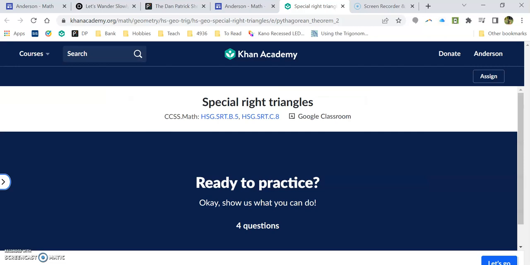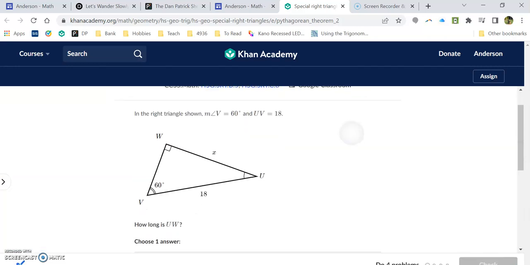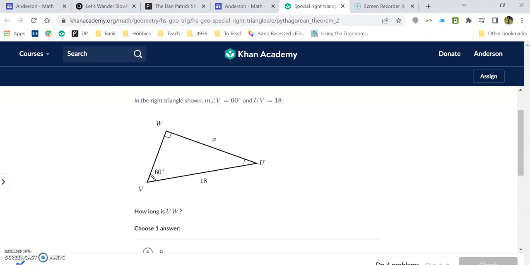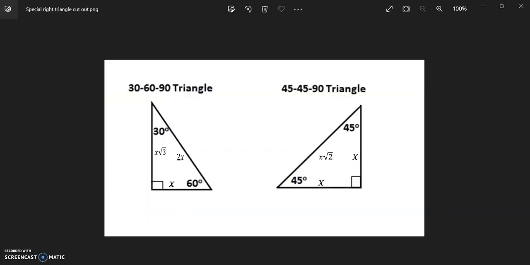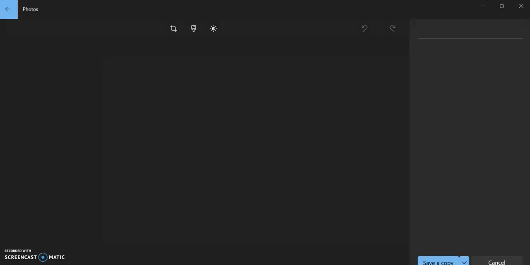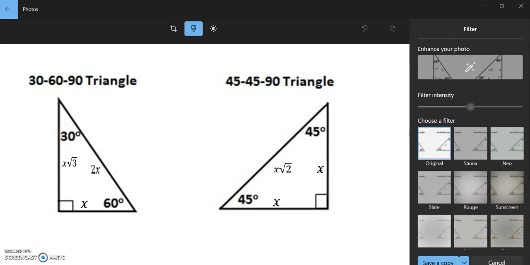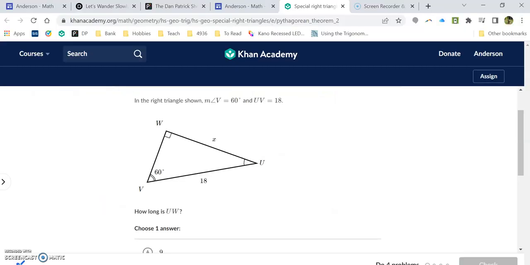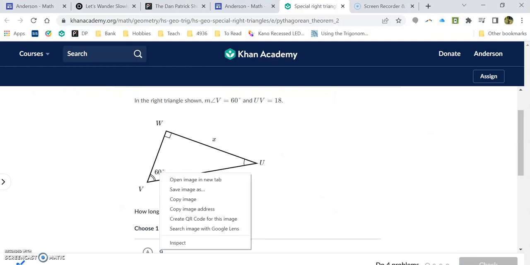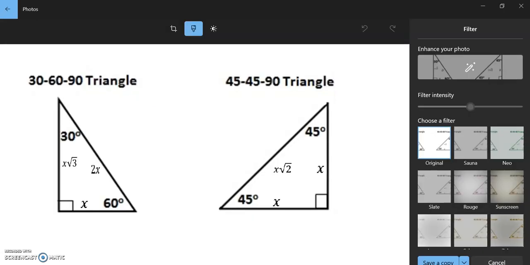So let's go back to the assignment. Here's the first question. The first thing you need to do is recognize which type of triangle we have. It's either a 30, 60, 90 or a 45, 45, 90. Let's see. Can I draw on this? Oh, there it goes. Whatever, it doesn't really matter. So we have a 60-degree angle, which must mean we're in the 30, 60, 90 triangle.